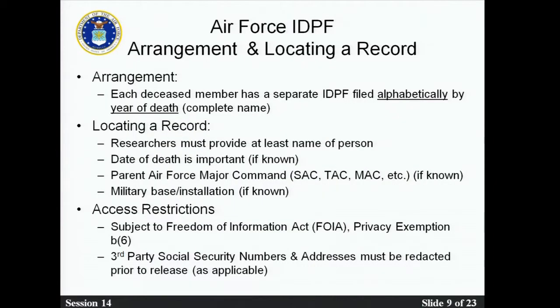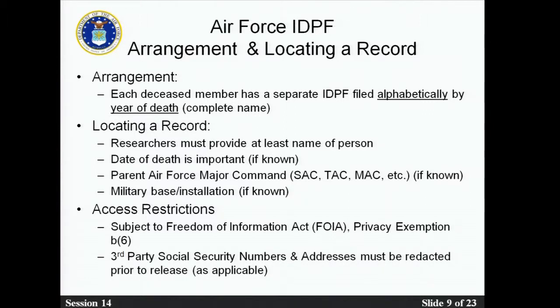Moving to slide 9. From an arrangement perspective, each of these records, of course, is unique, and they are filed alphabetically by the individual and the year of death. So to locate one of these records, the researchers need to provide the name of the person. The full name is very beneficial, and the date of death. If you know the exact date, that's very helpful, but even if you get it into the right year, we can usually work with that.